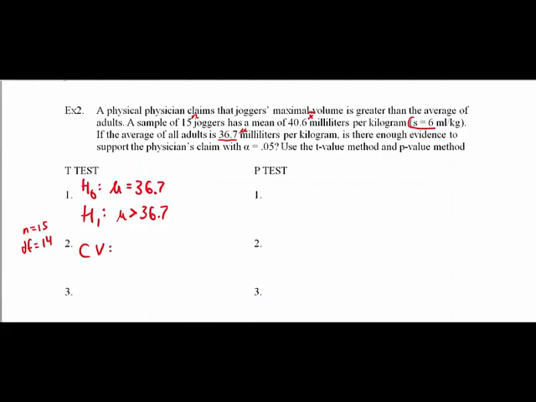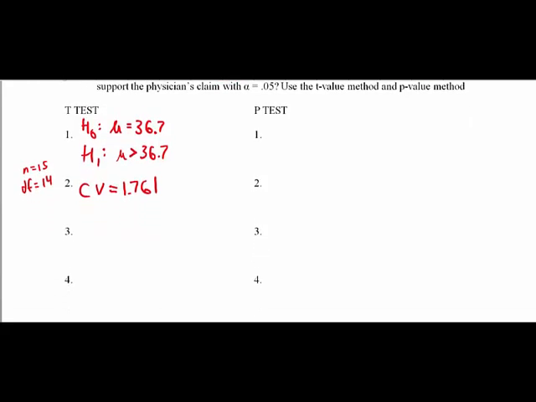So I can now take that critical value and put it right here, as this is equal to 1.761. If we find that our test value is greater than 1.761, we will have enough information to reject the null hypothesis.